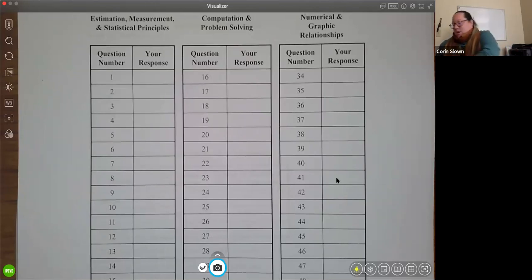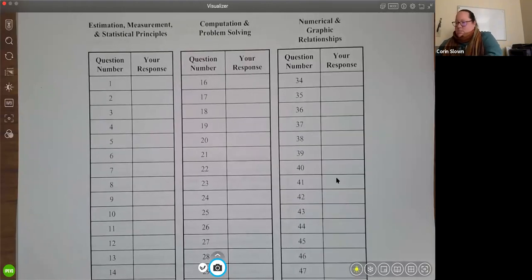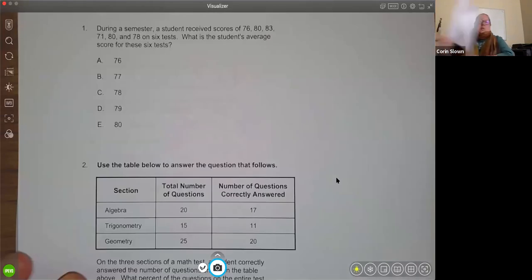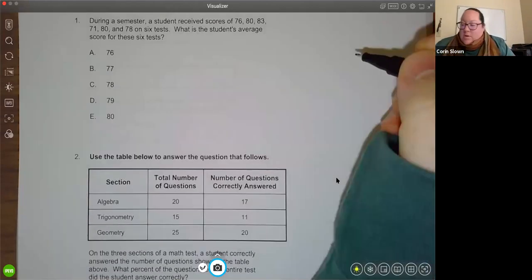We're going to start with problem number 1. So problem number 1 says, during a semester, a student receives scores of 76, 80, 83, 71, 80, and 78 on 6 tests. What is the student's average score for these 6 tests? So for solving a problem like this, there are a couple of things that I'm going to do.